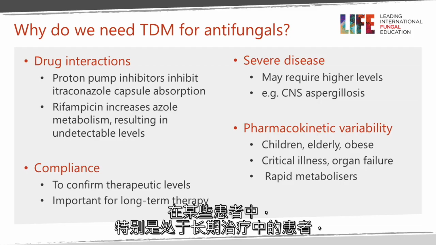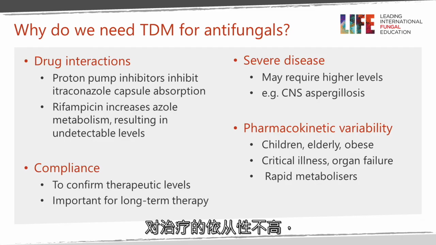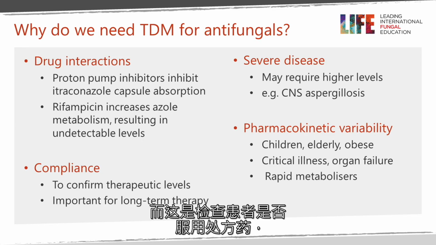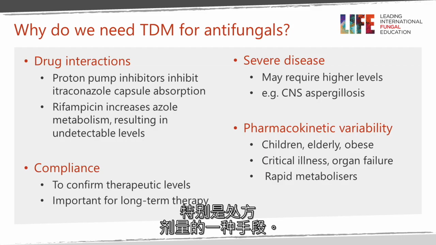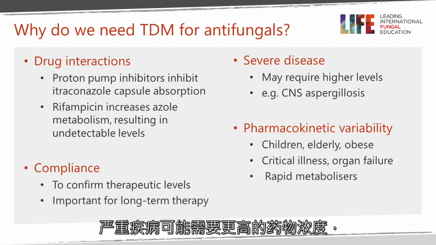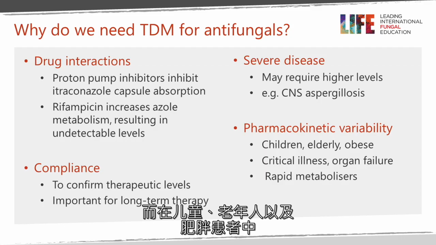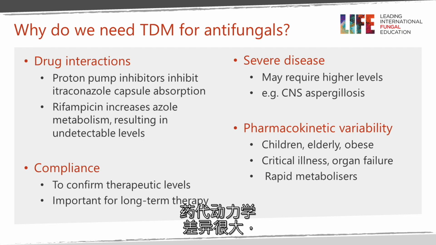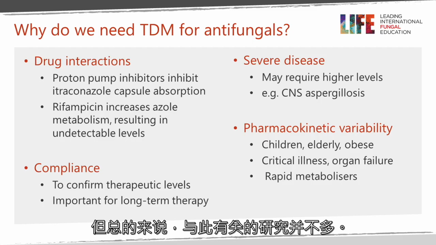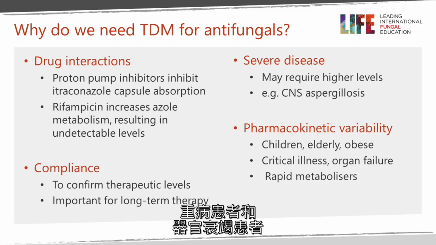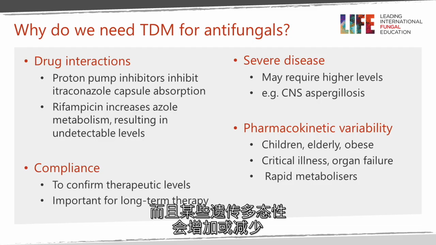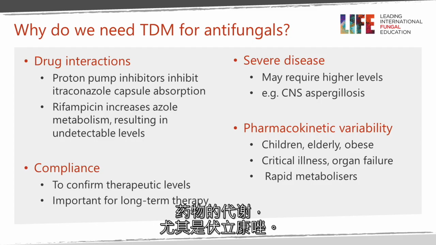In some patients, particularly those on long-term therapy, the compliance with therapy is not great, and this is a means of checking whether patients are taking the medicine that is prescribed and, in particular, the dose that's prescribed. Severe disease may require higher levels of drug, and there's also a lot of pharmacokinetic variability in children and the elderly, and probably in obese patients, although this is less well studied overall. There's certainly variability in patients who are critically ill and those who have organ failure, and there are certain genetic polymorphisms which increase or reduce the metabolism of drugs, and notably with Voriconazole.